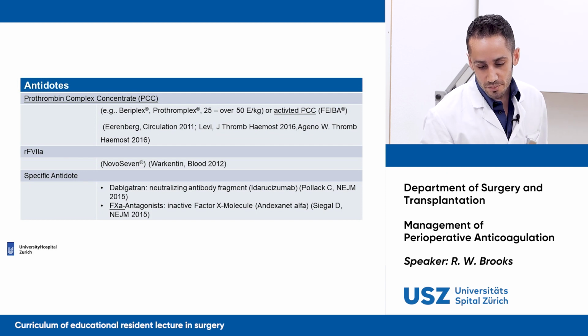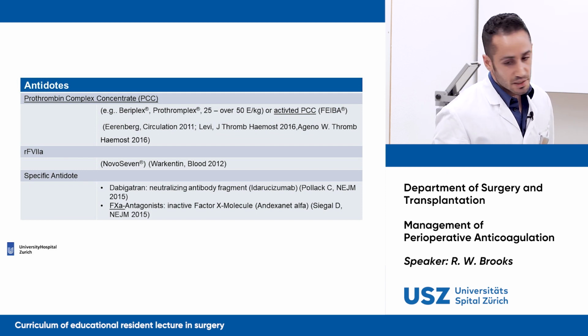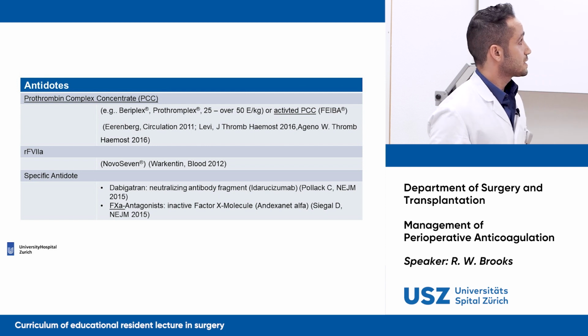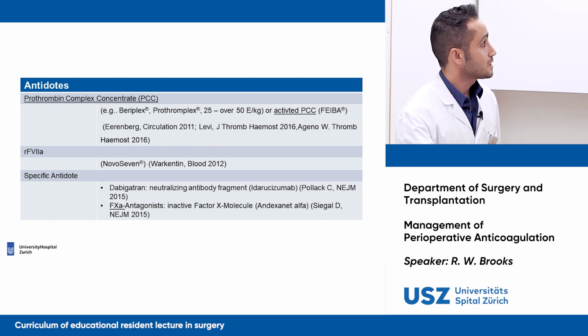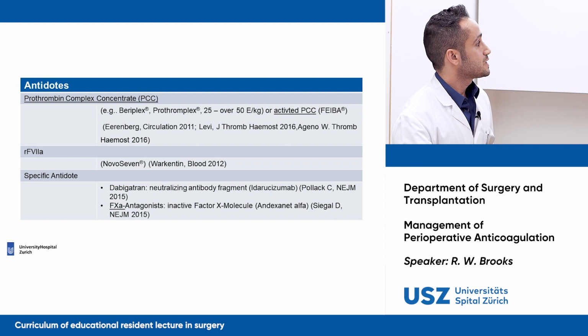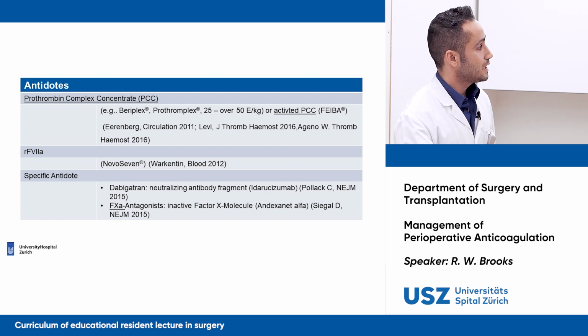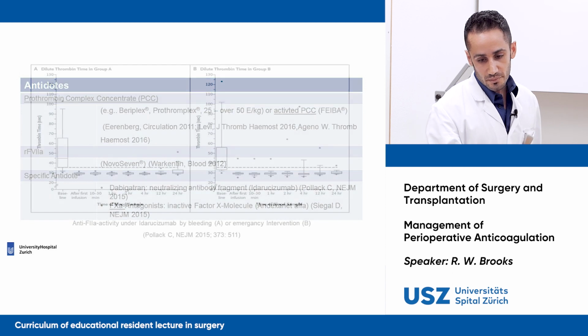The antidotes for these DOACs are basically the prothrombin complex concentrate, which we know as Beriplex or Prothromplex, and also there is a recombinant factor 7A, which is NovoSeven, and the specific antidote, as I said before, for dabigatran, which is idarucizumab, and for the factor 10A inhibitors, the inactive factor 10 molecule.